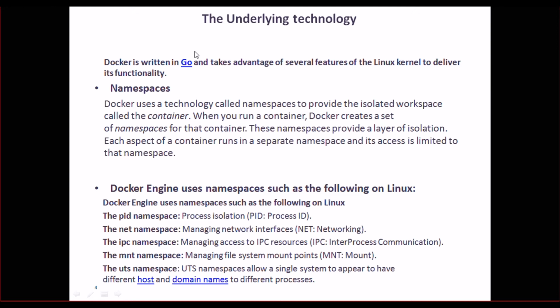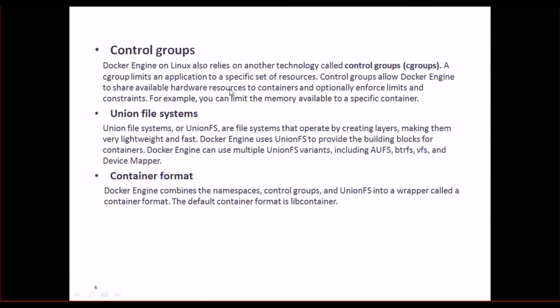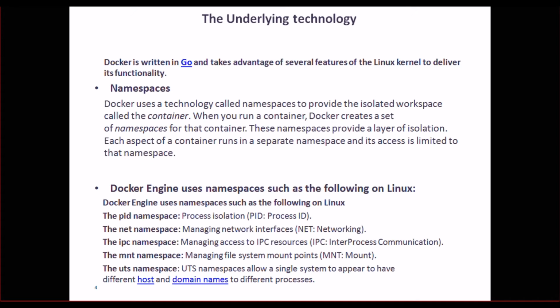As I said, Docker has a couple of components. The first is namespaces. Control groups is the second one. And then the union file system and some container format. So whenever we talk about Docker, we mostly talk about two technologies: the first is namespaces and the second is cgroups.